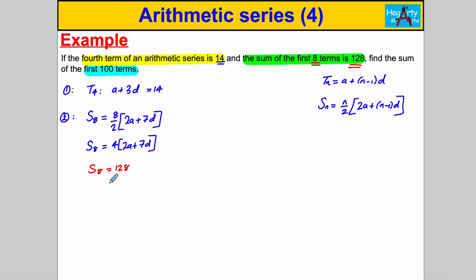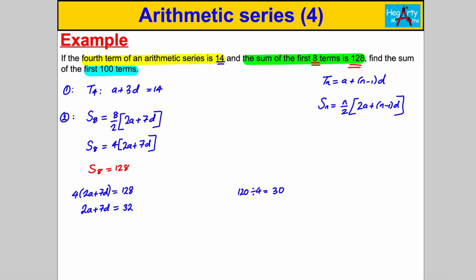So what we can do is make this equal to 128. 4, 2a add 7d must be equal to 128. And just to tidy things up, if you divide both sides by 4, 120, you might know, divided by 4 is 30. So 128 divided by 4, well, that would be 32.